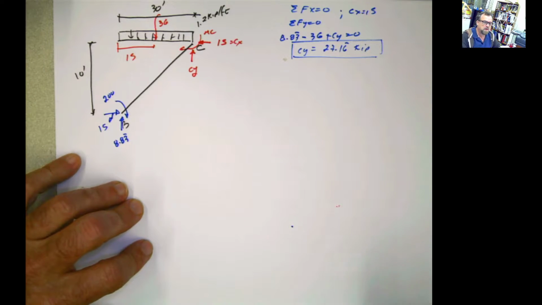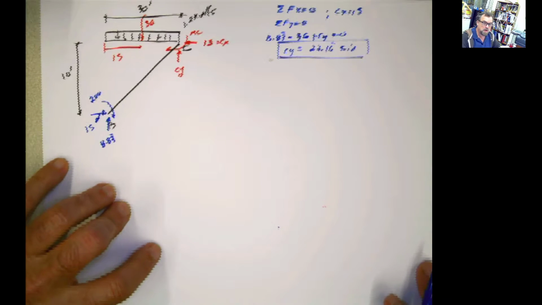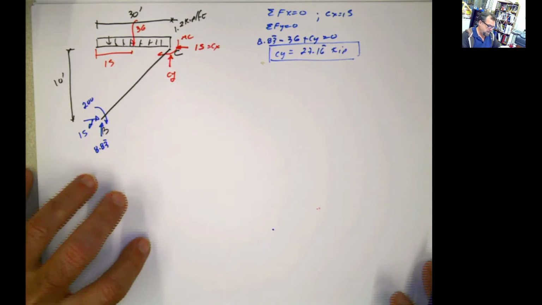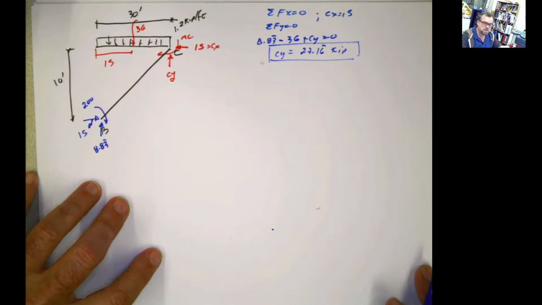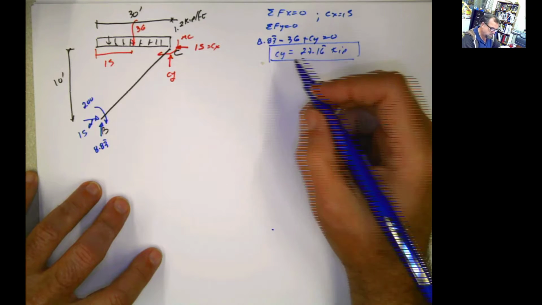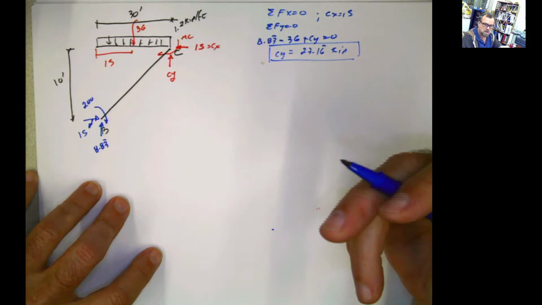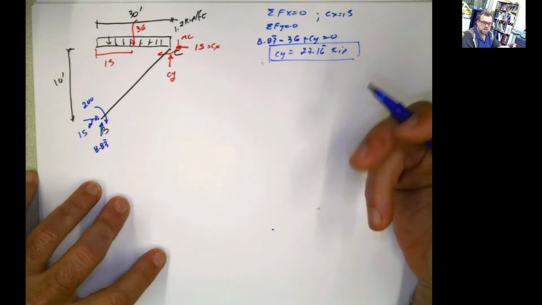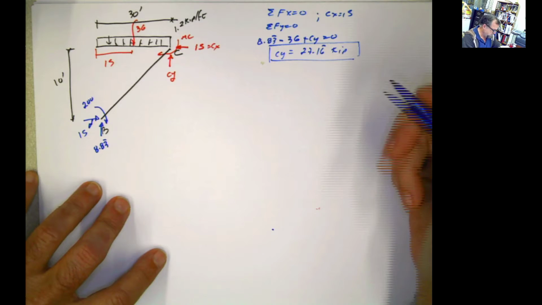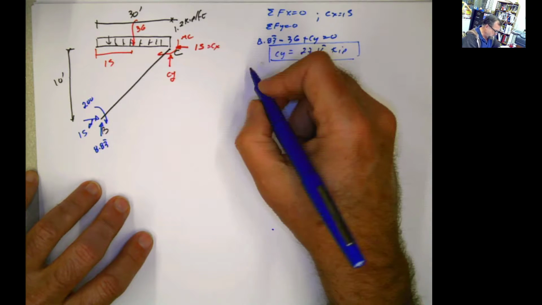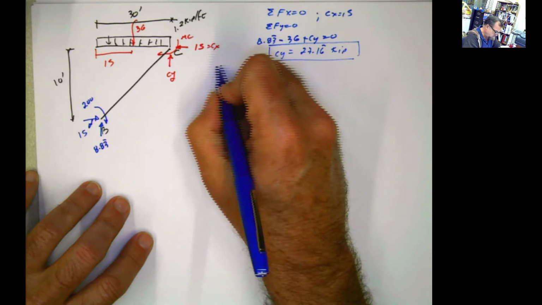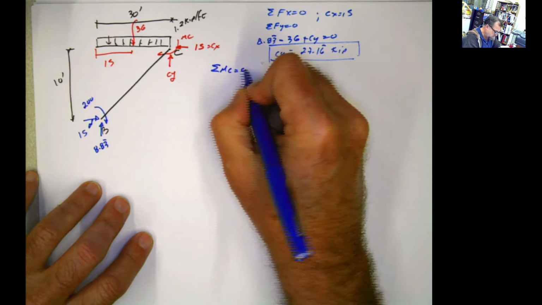So keep all the decimal places that you can keep, and you are going to save yourself from a possible dilemma at the end of the problem, because sometimes you approximate so much that your diagrams are not closing in 0 as they are supposed to. Okay, next, summation of moments at C equals 0.